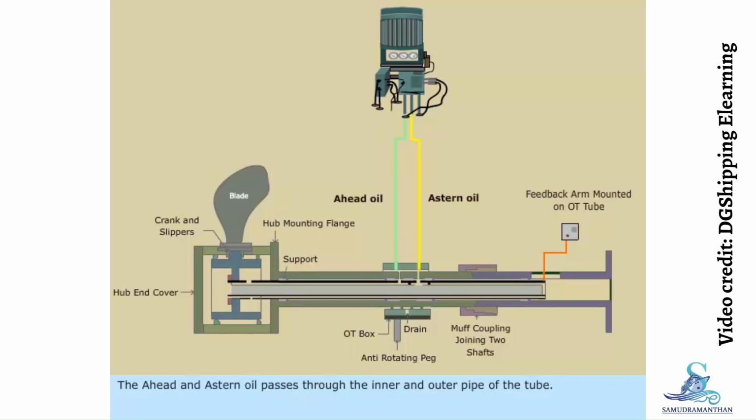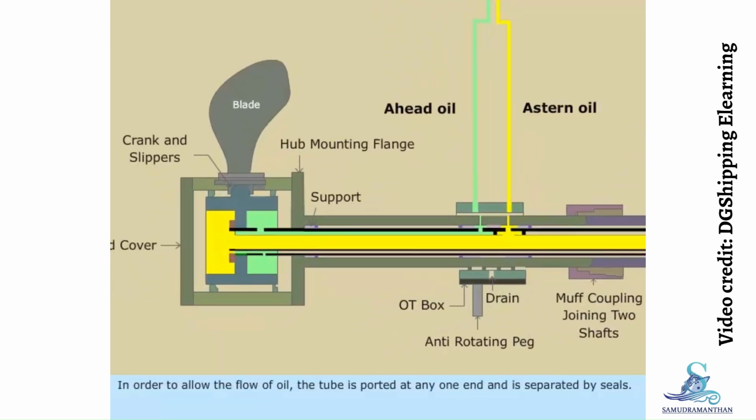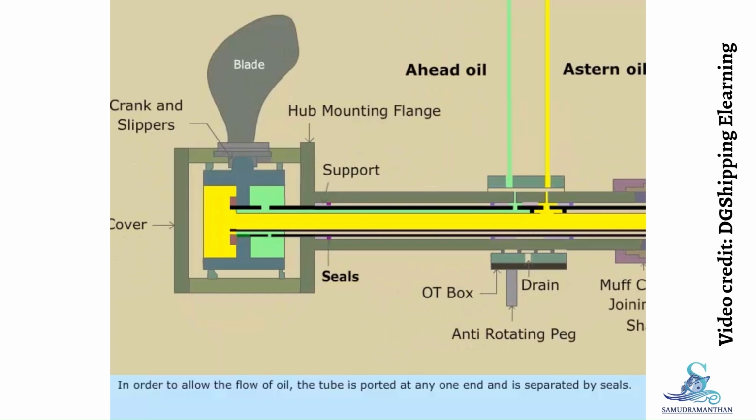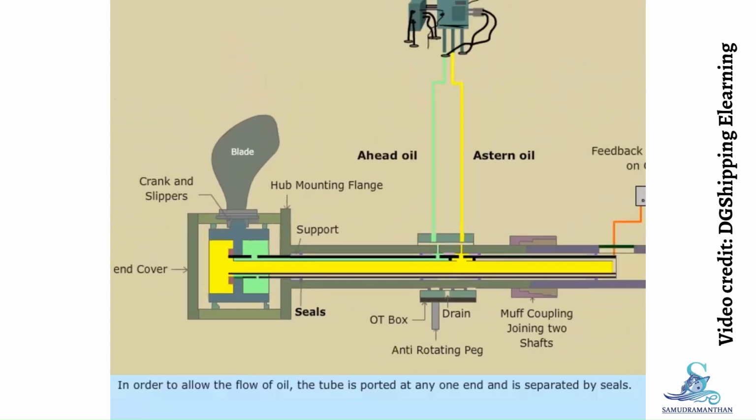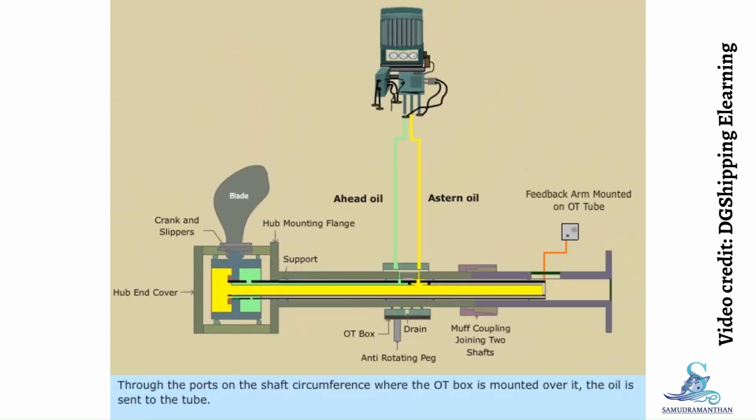The ahead and astern oil passes through the inner and outer pipe of the tube. In order to allow the flow of oil, the tube is ported at any one end and is separated by seals. Through the ports on the shaft circumference where the OT box is mounted over it, the oil is sent to the tube.